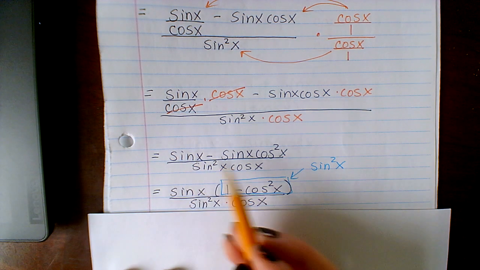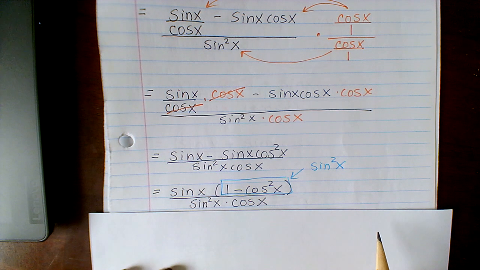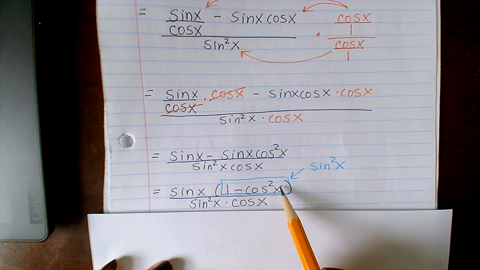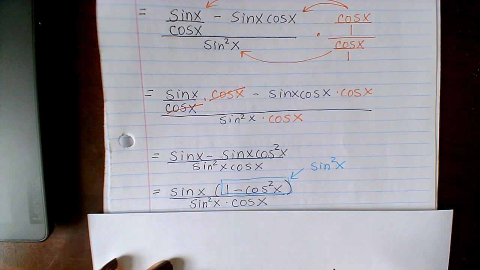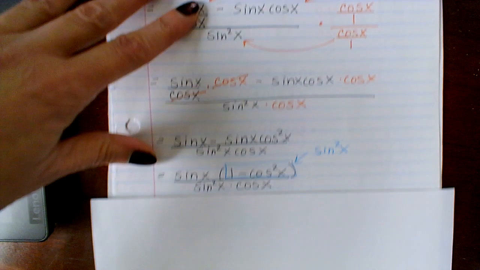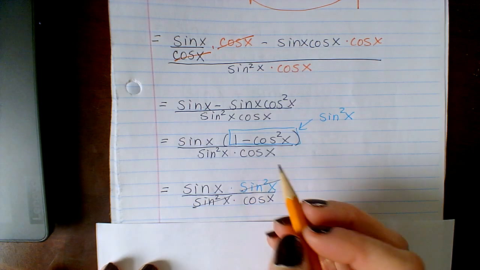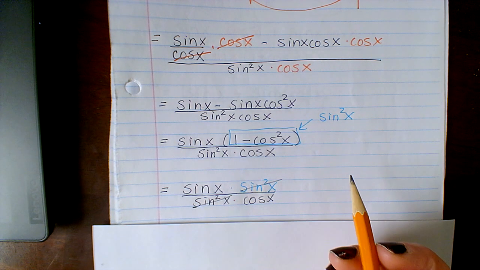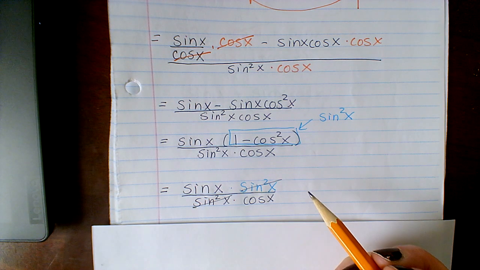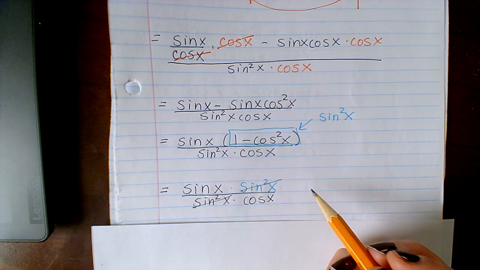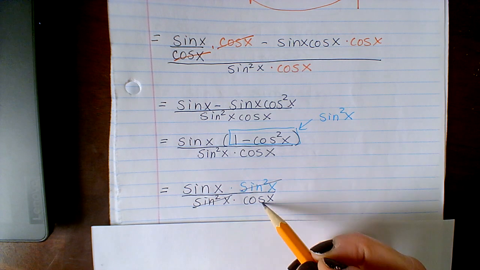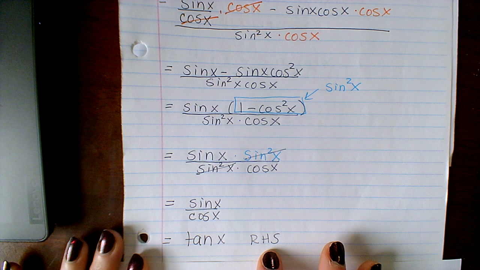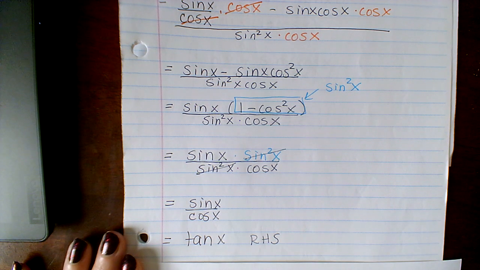I'm going to factor out a sine x from the top, and that'll give me a 1 minus cosine squared x, which we know by the Pythagorean identity is sine squared. So that blue right there becomes just sine squared. Now that I've gotten rid of that subtraction, I'm left with just a bunch of multiplication, which is awesome because now I can start canceling. Those sine squareds will cancel, and I get sine over cosine, which is just tangent, which way back when we started was the right-hand side of this problem.